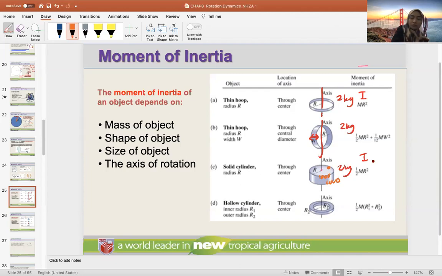Doctor, so for our level, for moment of inertia, we're just supposed to memorize it? Yeah. How it's derived is for degree, you don't have to know. You don't have to know how it's derived. You just have to know the shape and what the moment of inertia is.